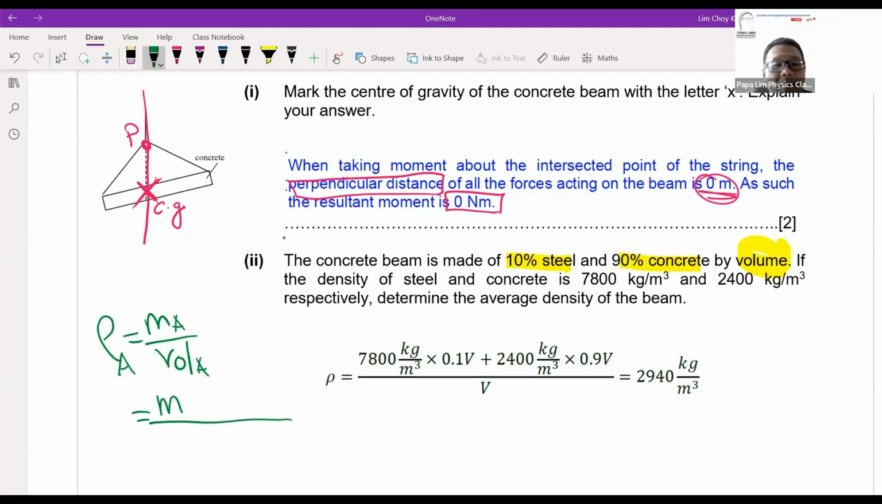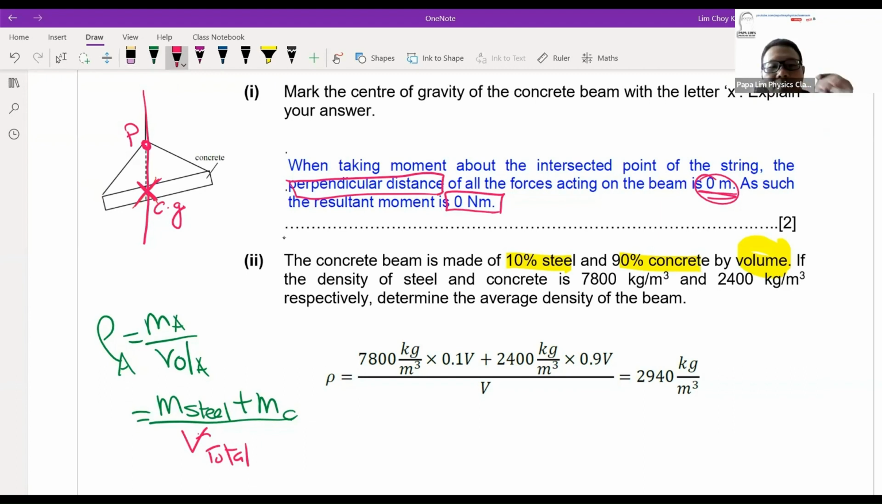So I will need to know the mass of the steel, and I also need to know the mass of the concrete itself. Together, I also need to know the volume of the steel, and the concrete itself, which is what we know as the total volume here. So you don't write SC, you can write the total volume here. So how do we go about doing it? First thing we have to find is the mass of the concrete and steel.